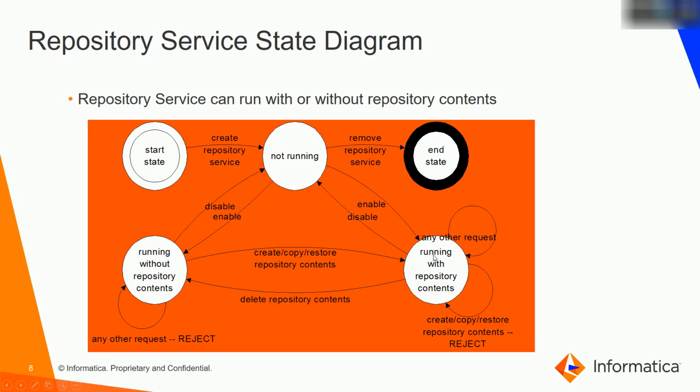Okay, now I'm here running with repository contents. If any other request comes, that would be honored because you have repository content. But at this point, if a request comes for creating, copying or restoring the repository content, that would be rejected because you already have repository content. You cannot restore a new repository content again. Rather, you can go for deleting the content. When you delete the content, you will come to this state. So this is the basic state diagram of a repository service.